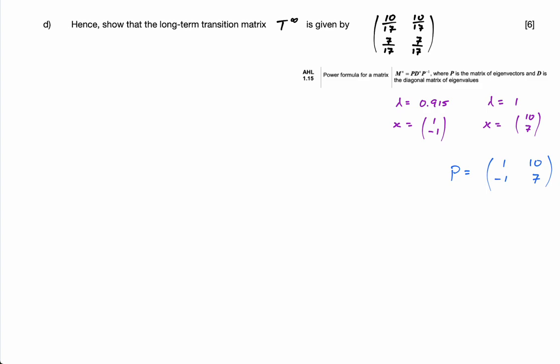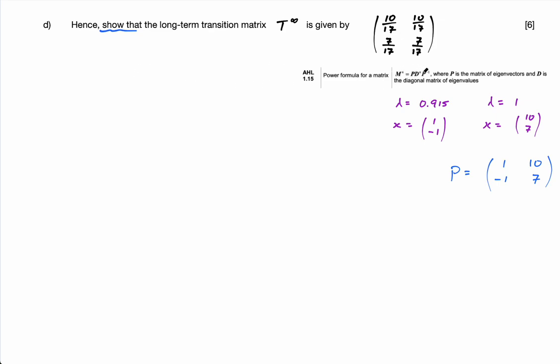Okay, part T, it says, hence show that the long-term transition matrix T to the infinity is given by this. Okay, so it's 6 marks, so we've got some work to do. And guys, it says show that, so you have to put down all the steps. So we have this situation.